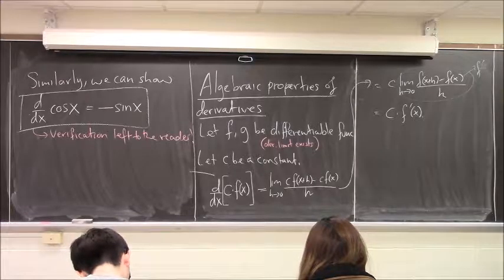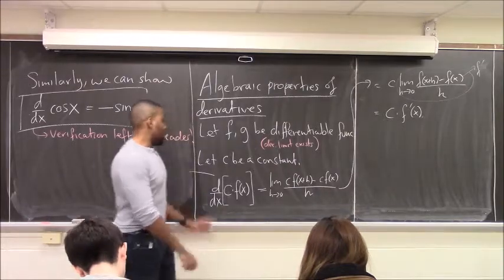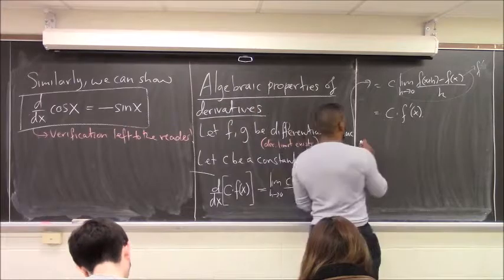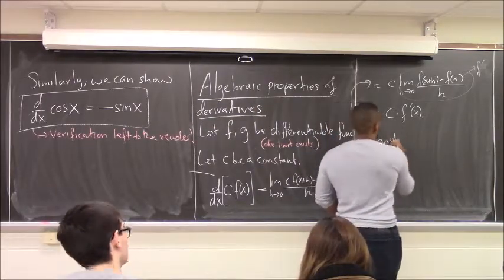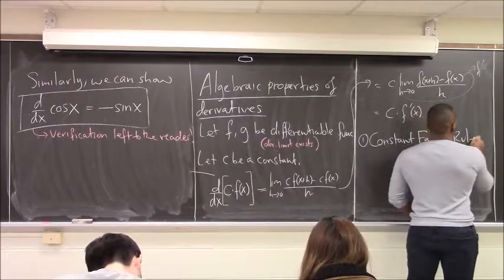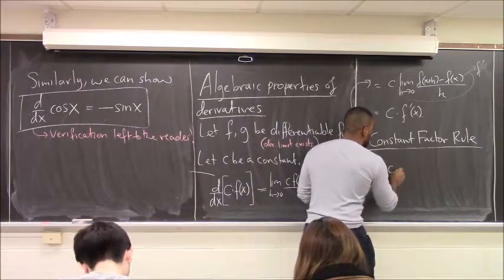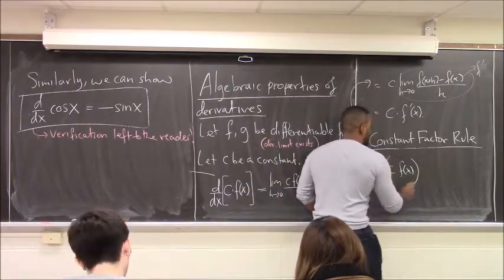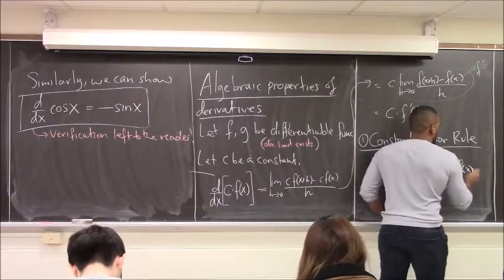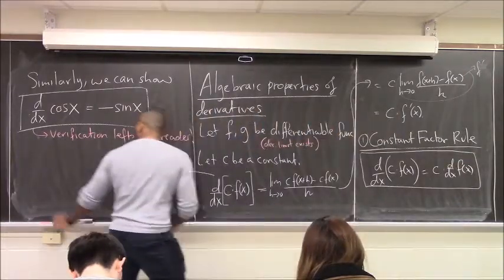So we've learned a valuable property here. Constants can factor outside of derivatives. The derivative of a constant times a function is just a constant times the derivative of the function. This is called the constant factor rule for derivatives. Basically says the derivative of a constant times a function is the constant times the derivative of the function. So that's an important thing to know.